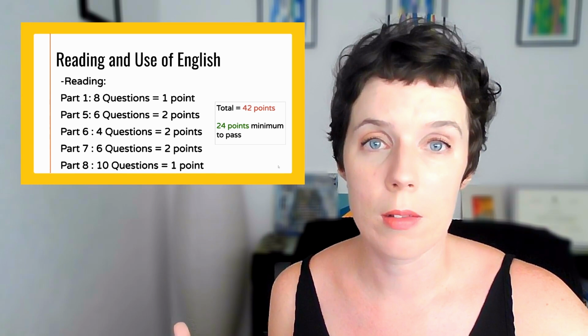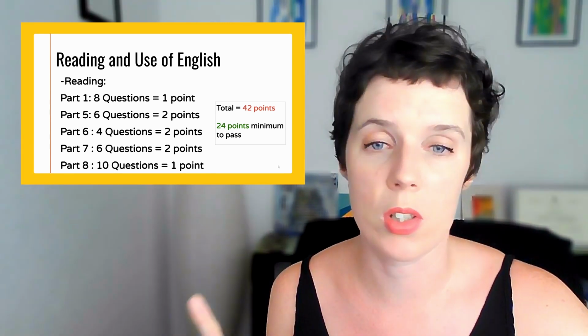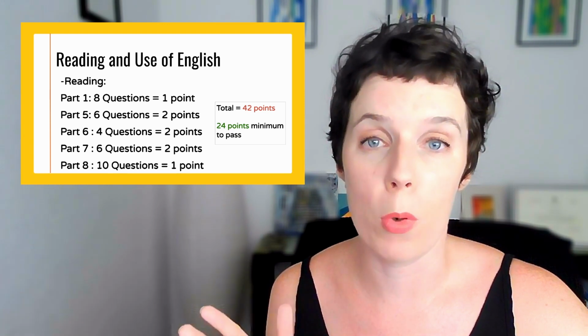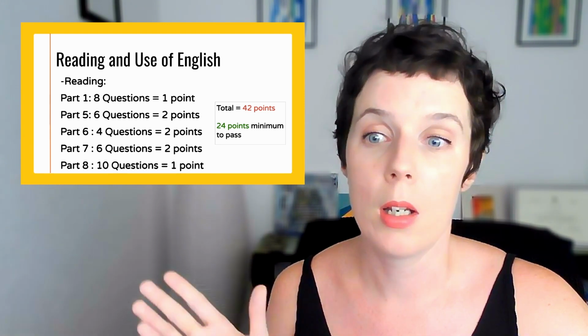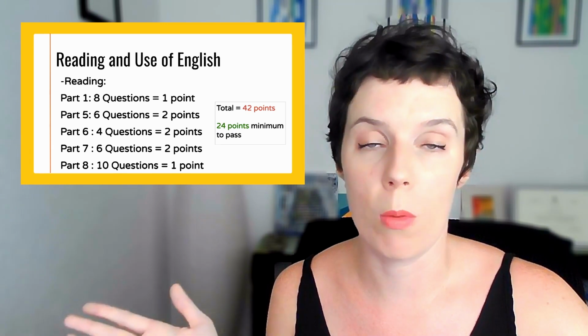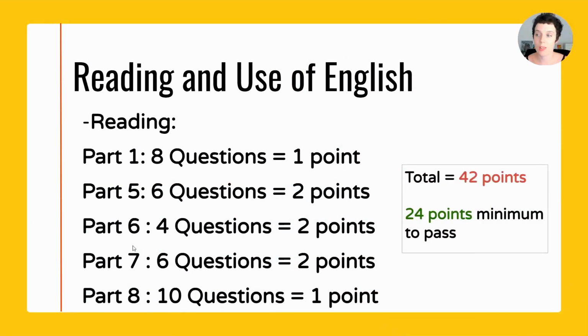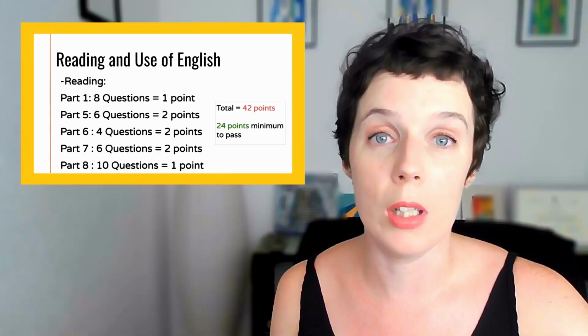Your reading, okay, you've got parts 1, 5, 6, 7, and 8. Parts 1 and part 8, they're only 1 point per question, okay? Part 8, you've got 10 questions. Part 1, you've got 8 questions. Parts 5, 6, and 7, you've got 2 points per question for these parts, okay? You've got 6 questions, so you've got 12 points for part 5, 8 points for part 6, and 12 for part 7. So again, you can see that these parts of the exam are really important.